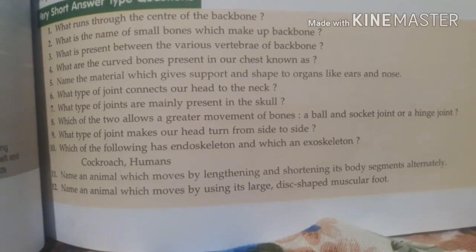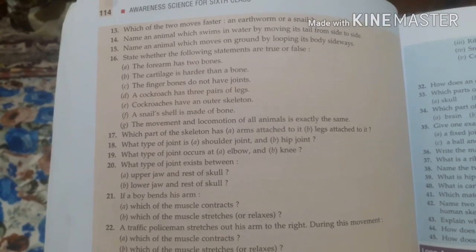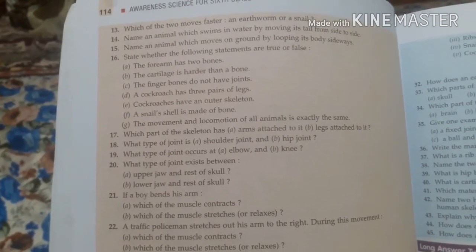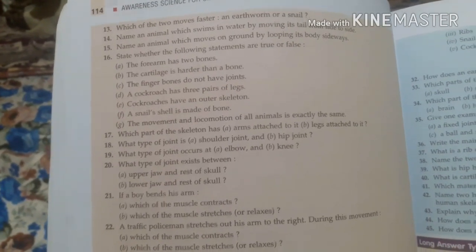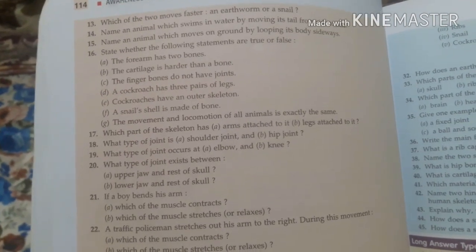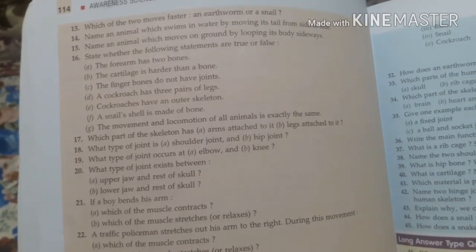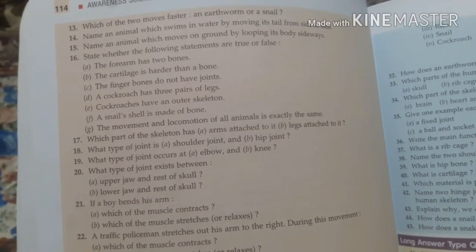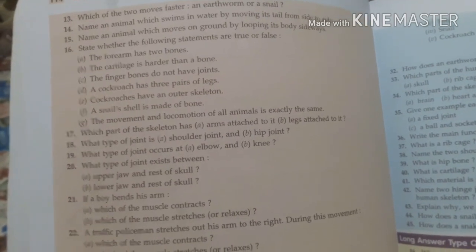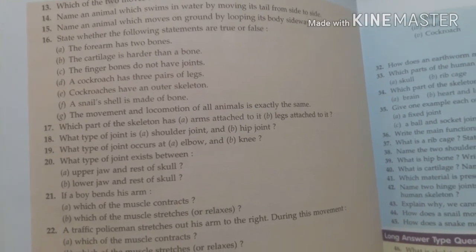gastropoda, that is snail. Okay, 13th question. Which of the two moves faster, earthworm or snail? We know that the earthworm moves faster than the snail. Name the animal which swims in water by moving its tail from side to side. Exactly, fish. Name an animal which moves on the ground by looping the body. Who forms the loop while moving? Snake. Very good.